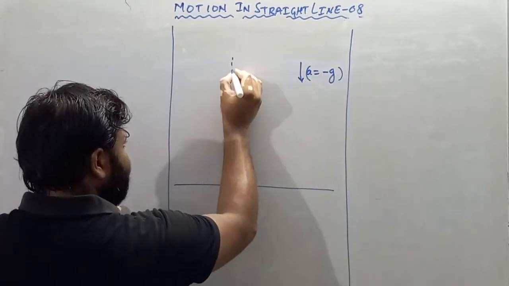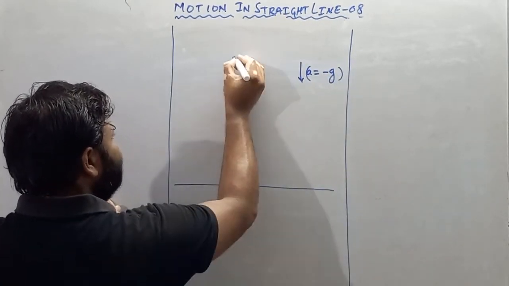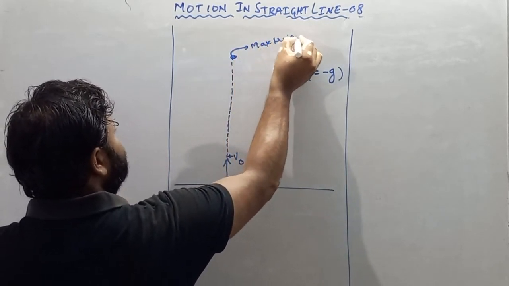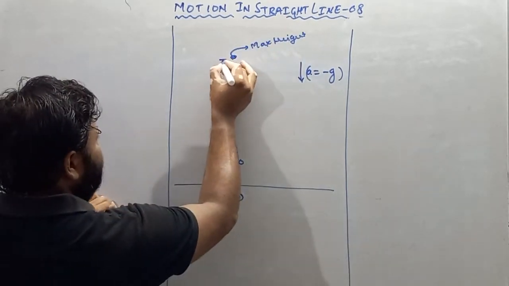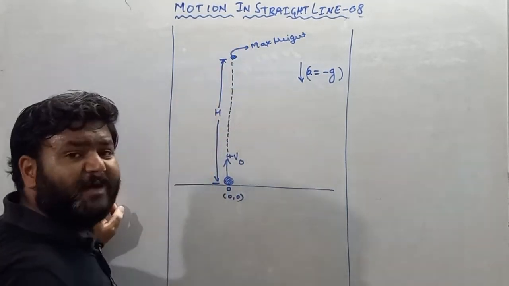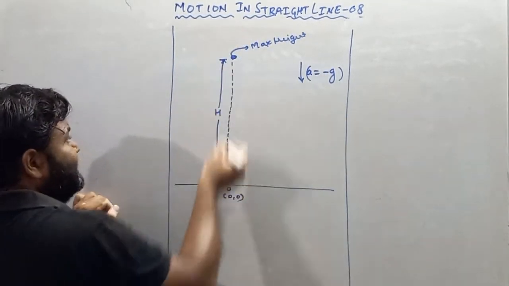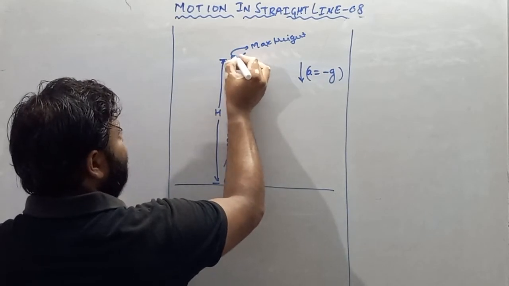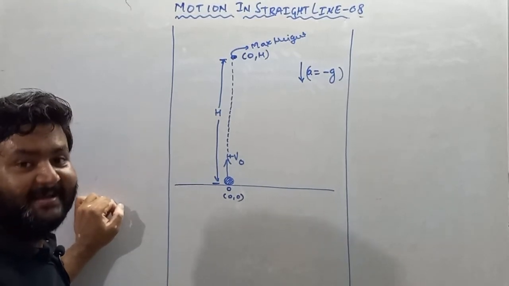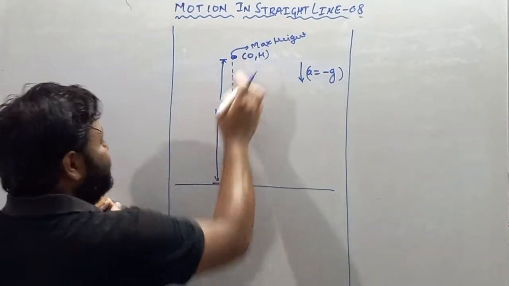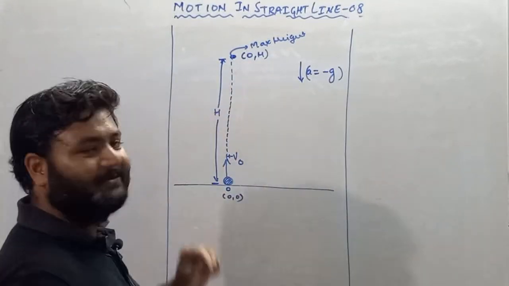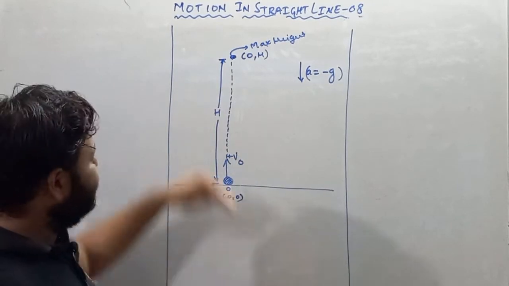So the particle starts performing motion along y-axis. It comes to rest at a certain point. This point is called maximum height, and we know that, my dear student, this distance is h and this distance is along y-axis. So if this distance is along y-axis, then the coordinate of this point, maximum height, will be 0, h. Remember this thing, 0, h. Why h? Because this distance is along y-axis. So on y-axis 0, that's why I'll use 0, and instead of y I'll write h.